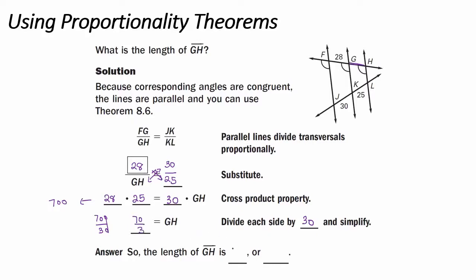You can either write it as an improper fraction, 70 over 3, or you could write it as a mixed number, which is 23 1/3. Or you can also write it as 23.33 repeating.